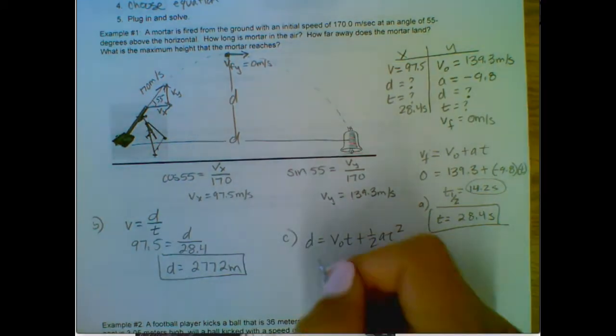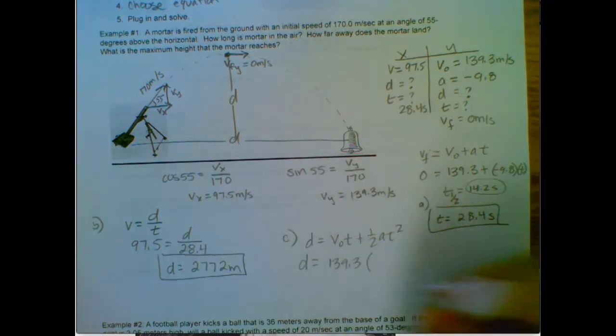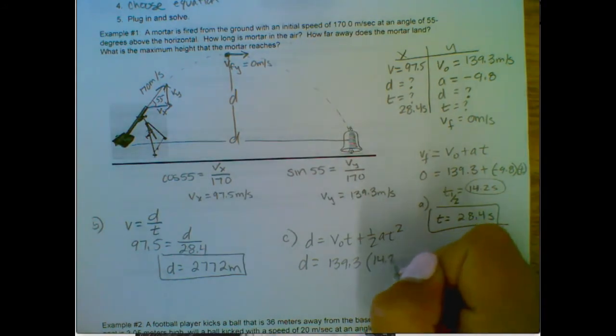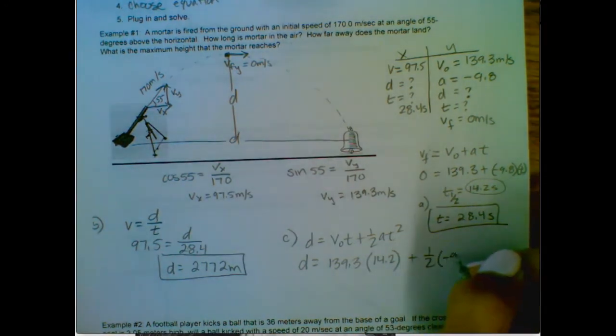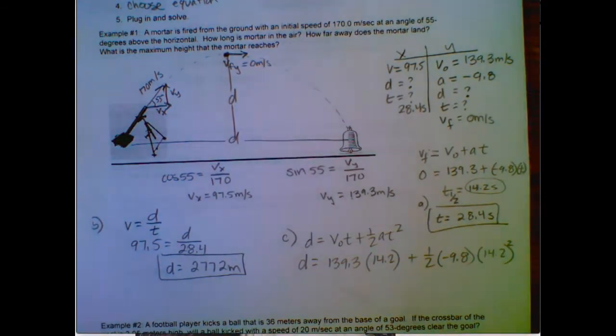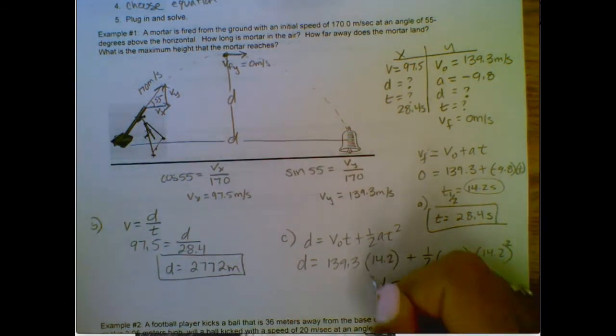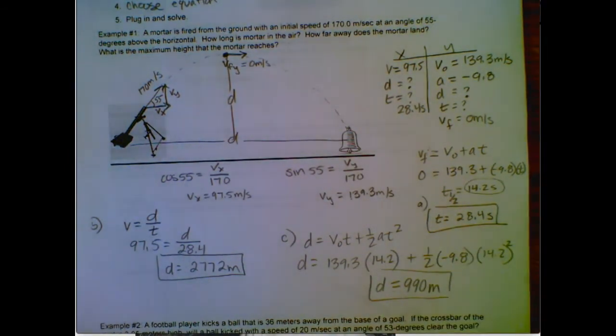And so if we plug into that, we get initial velocity is 139.3 times time. Remember, this is the half time. Plus 1/2, negative 9.8. And then if you go ahead and plug that in, you get D equals 990 meters. Okay, that is pretty much as hard as it gets for these problems. So that's a really good example to go back and look at before a test.